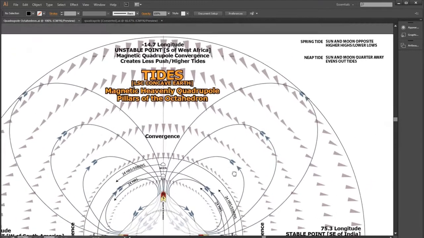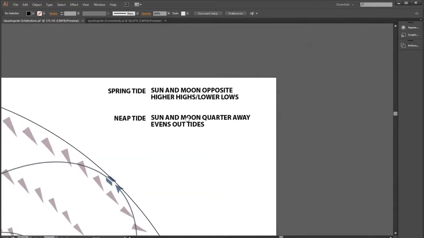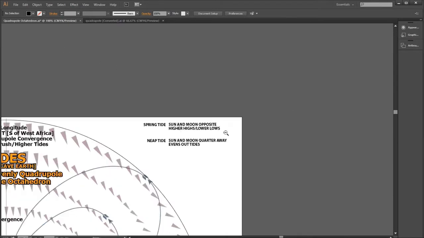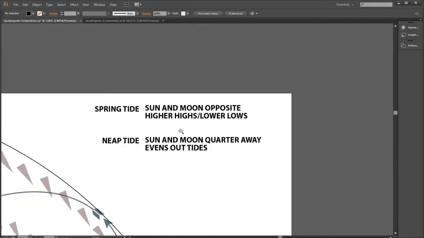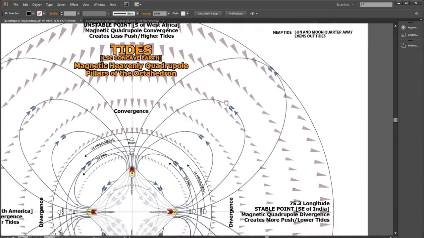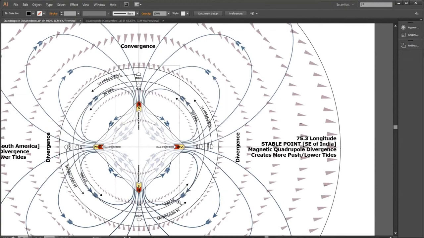And so we have actually 2 different types of tides. We have spring tide and neap tide. Now, spring tide does not mean the time of the year. It just means that spring, like the water is springing, right? Or neap tide. Spring tide is sun and moon are opposite. They have higher highs and lower lows in the water. Neap tide, sun and moon are at a quarter, like a first quarter or third quarter moon, and it evens out the tides. Okay, so for instance, like a spring tide. Sun and moon are opposite, or not only opposite, but they can be a new moon too.